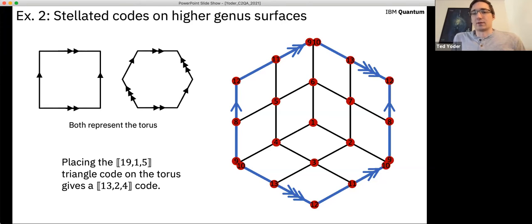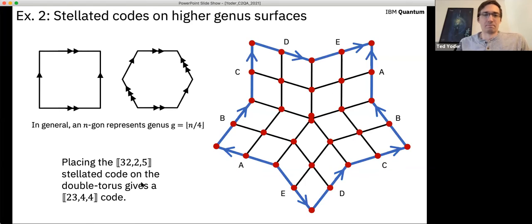and it uses slightly fewer physical qubits, and the distance doesn't get reduced that much. So generally, the distance is going to get reduced by 1. The number of qubits that you use is going to get reduced only by the perimeter, and the number of logical qubits is going to double.